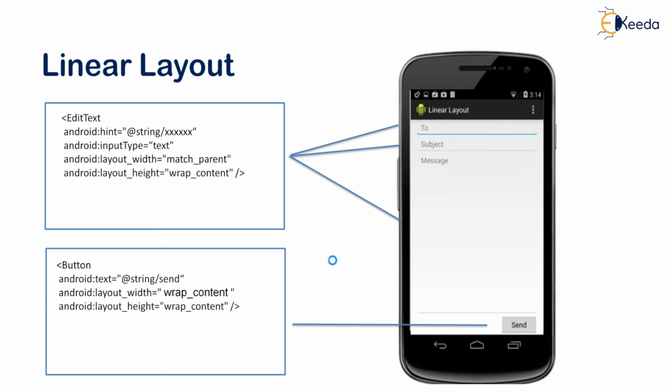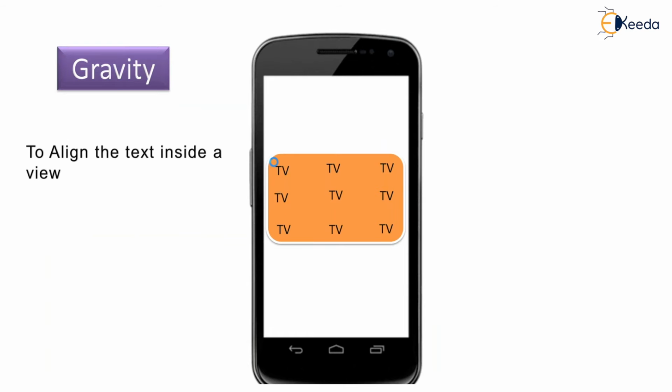Now here comes a concept called gravity versus layout gravity. The gravity attribute is going to align the text inside a view. So this is my view. Inside a view, I'm going to add the text. If you want the text to be at the center, you can say android:gravity equals center. It is going to be exactly center here. If you say center vertical, it's going to be center vertical here. If you say simply start, it will be here. If you say center horizontal, it's going to be here. Bottom left, bottom center, here it is going to be.